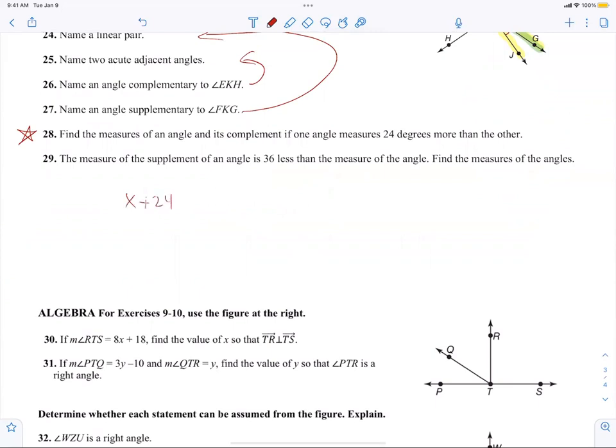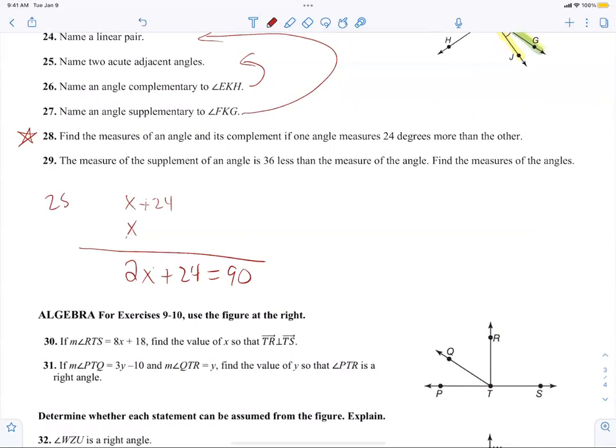That is correct. That's how you guys should be thinking about it. One angle is x. One angle is x plus 24. And those two angles add up to what? So don't even solve it, please. 2x plus 24 equals 90. I know everybody can solve that. All right, I'm not interested in that.